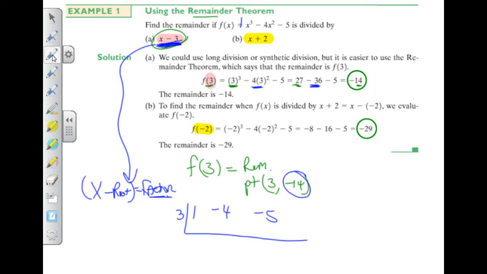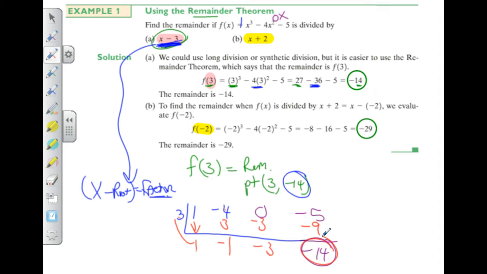So for those people who have never synthetically divided before, you bring down the first term and you multiply. 3 times 1 is 3. Negative 4 and 3 is negative 1. Multiply. Negative 3. This should be a 0. And the reason why that's a 0 is because I have no x terms here. So I need a placeholder of a 0 followed by the negative 5. I knew I should get a negative 14, and I wasn't getting it. So let's try this again. 3 times negative 1 is negative 3. Adding negative 3, there it is. 3 times negative 3 is negative 9, and that gave me the negative 14.